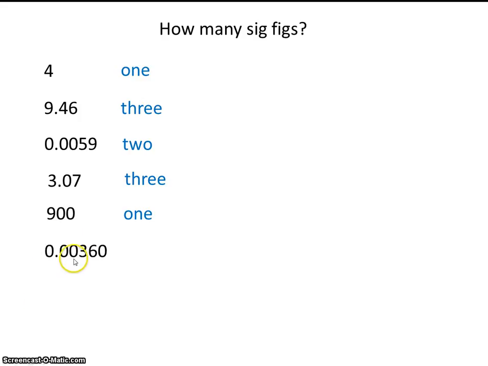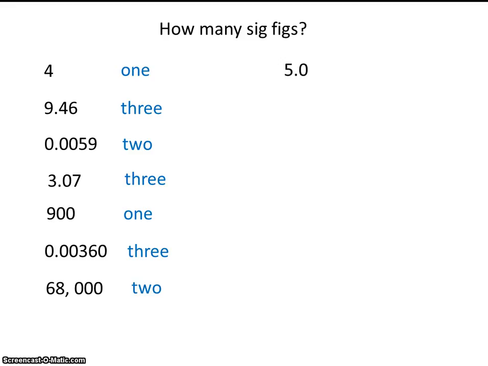Here we have some leading zeros, which are not significant ever. And then here we have a trailing zero. A trailing zero in a number that has a decimal place is significant. So this number here has 3 sig figs. 1, 2, 3. What do you think? That's right, 2 sig figs.